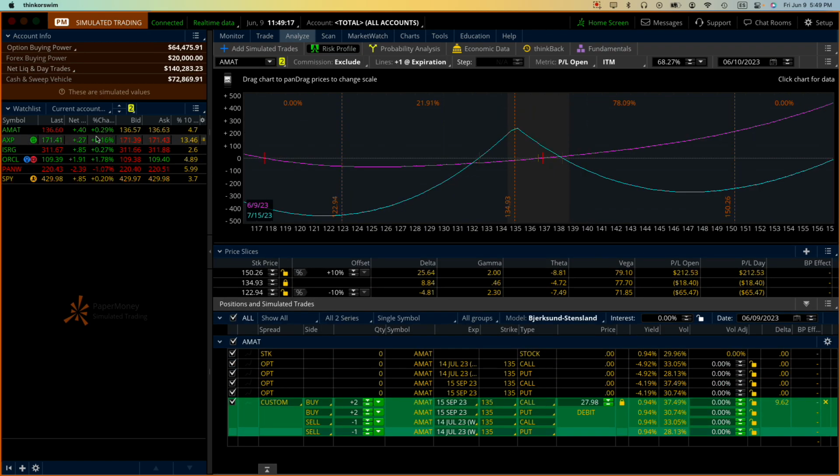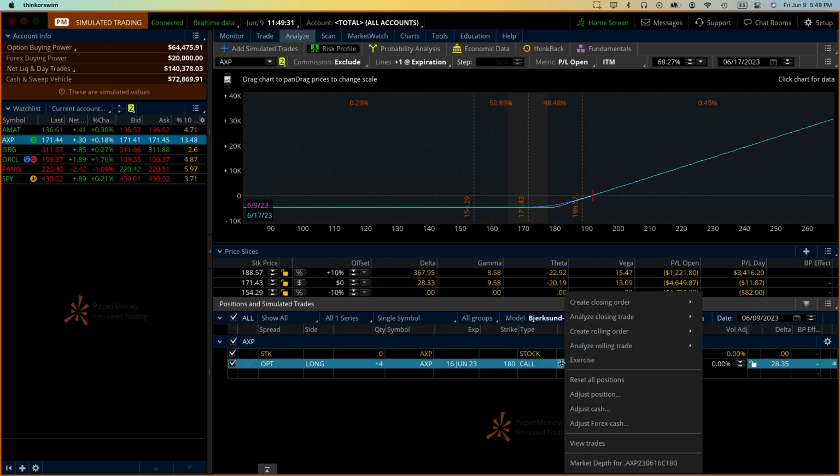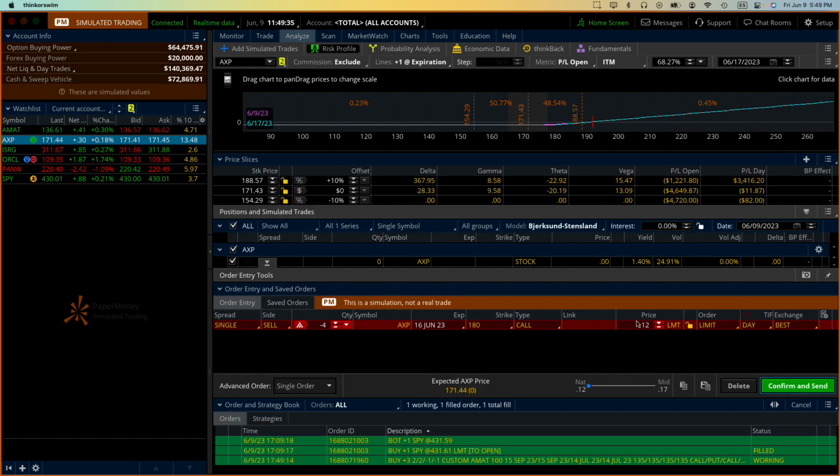While we wait, let's go to our positions here. AXP, this is an option that expired as a leftover. Okay, 180, whatever we have left over, that was a lottery ticket, just sell it now.